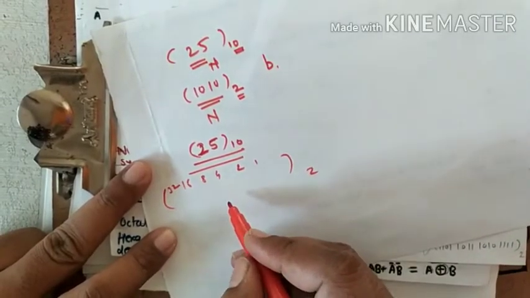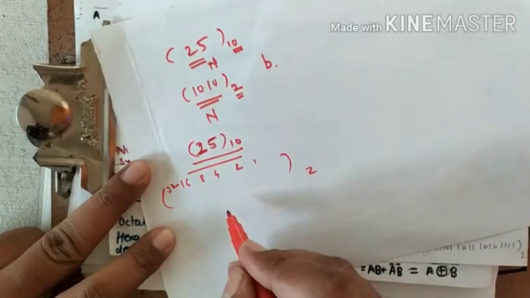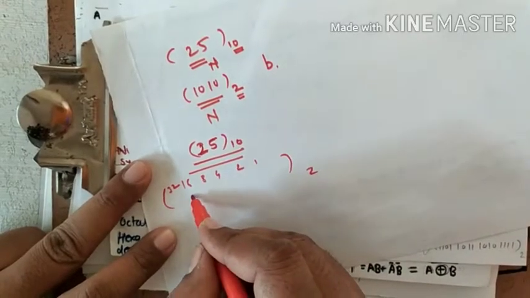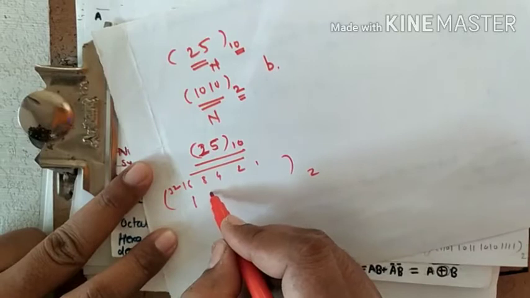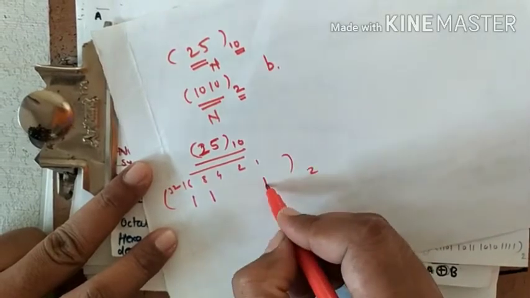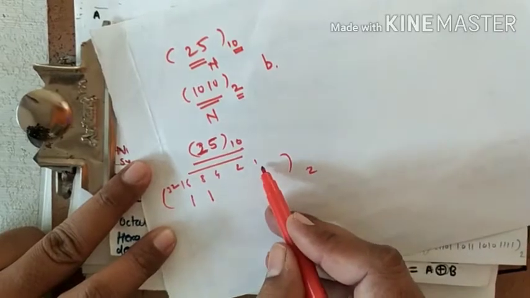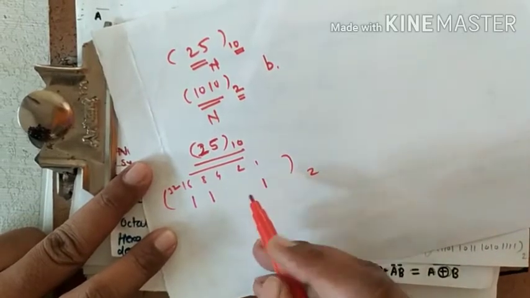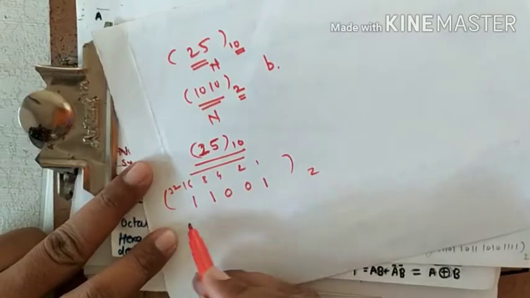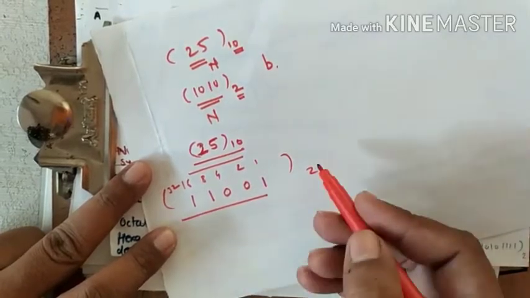Okay, and when we write 1, this 1, and there is a 1. See here, 16 plus 8 is 24, and this plus 1 is equal to 25. So in this way we write 25 in binary.